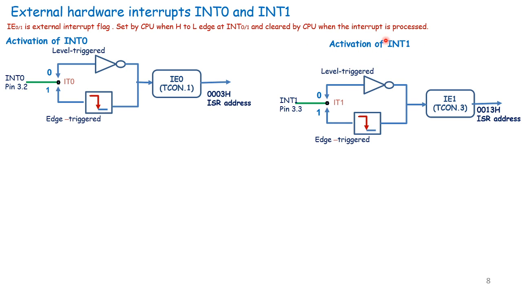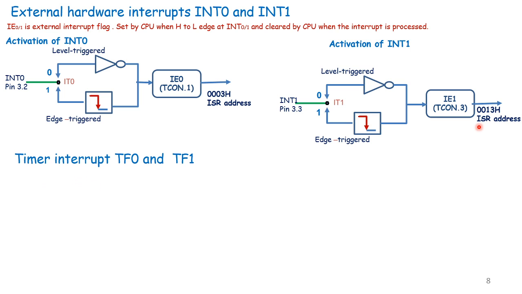Now, INT1. When it is activated, it is similar to INT0. For 0, it is level trigger. For 1, it is edge trigger. And at that time, the interrupt enable 1 bit of the TCON register will be activated. When it is activated, the vector address 0013H is generated, and that is the address of the interrupt service routine, and the microcontroller proceeds to that interrupt service routine to attend the INT1 interrupt.